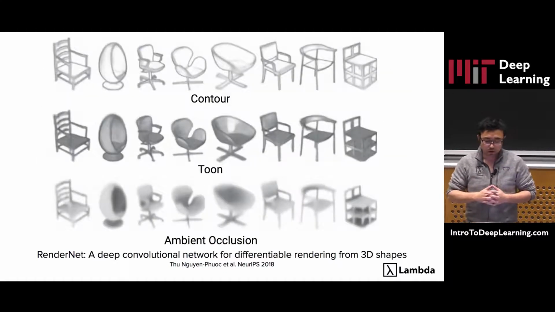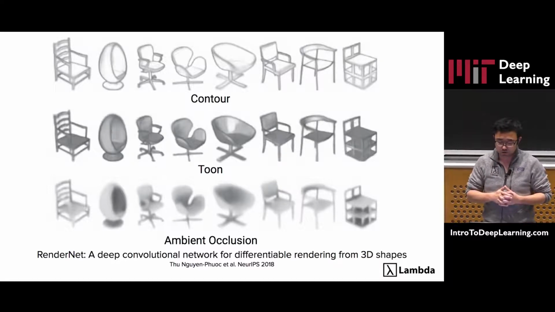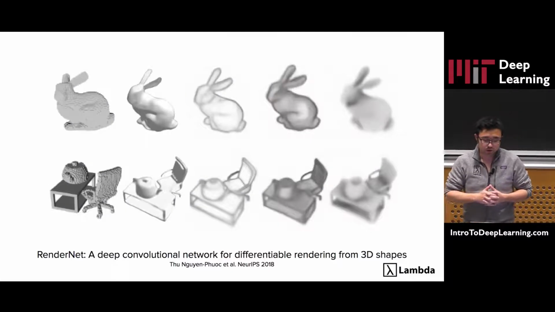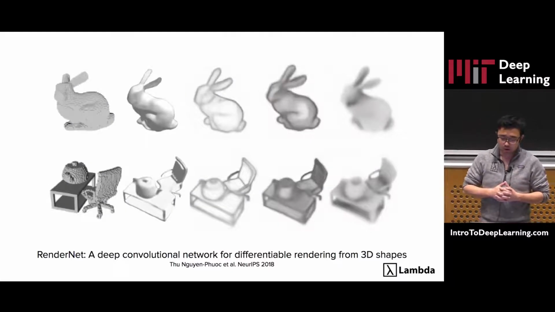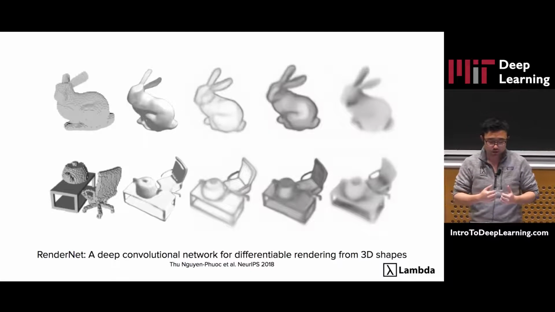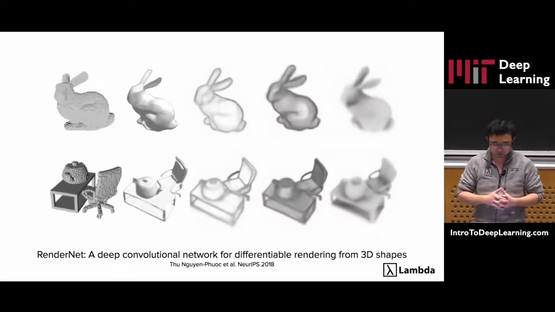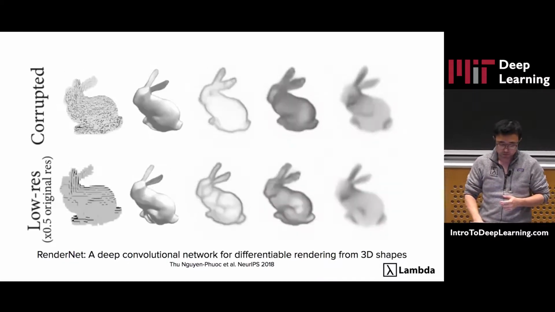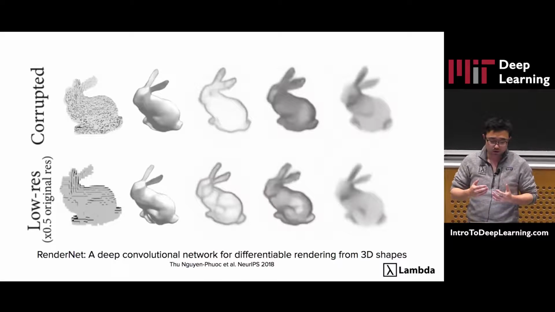You can also train RenderNet to generate a different rendering effect, such as contour map, tone shading, and ambient occlusion. In terms of generalization performance, we can use the RenderNet trained on chair model to render some unseen object, such as the bunny and a scene with multiple objects. It can also handle data with corruption and low resolution.